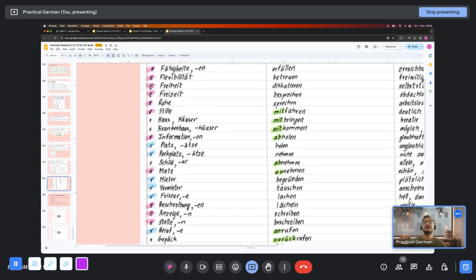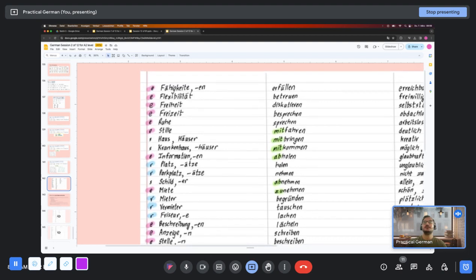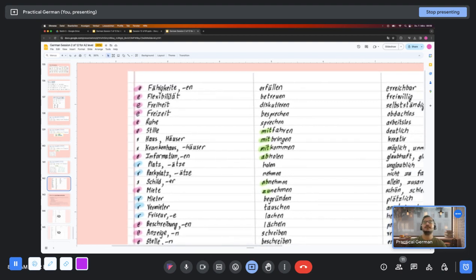So let's see. Someone has to read and maybe tell me the meanings. If not, I will have to help you with the meanings. So start with the meanings. Here there is a mistake. It should be Fähigkeit and not Fähigkeiten. The A should not be there. Please start. Who wants to read?